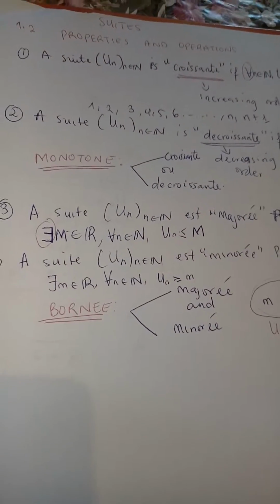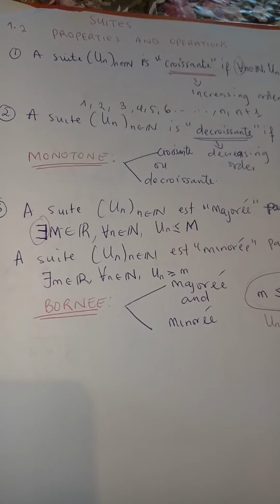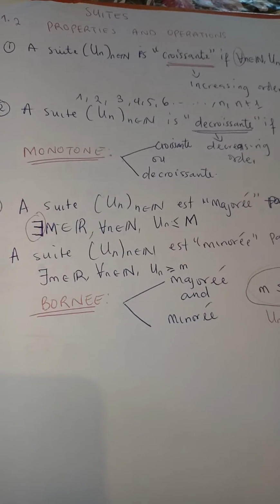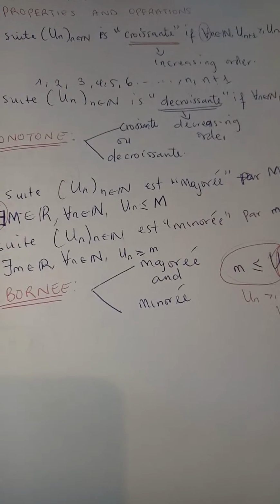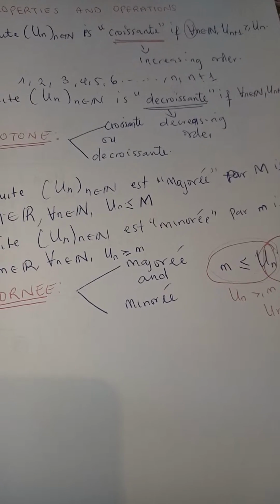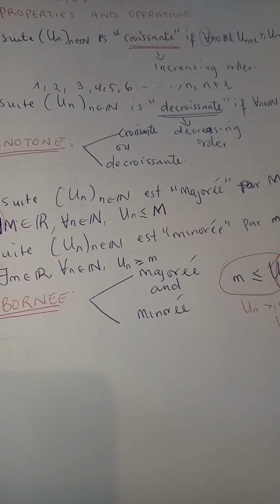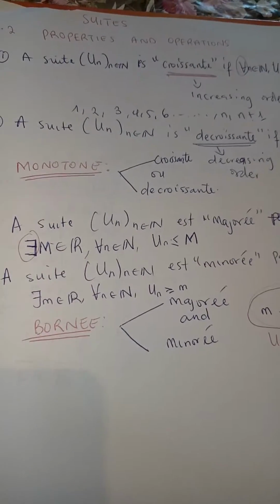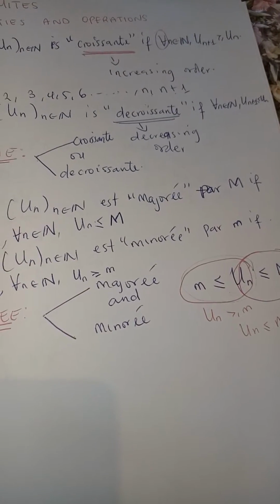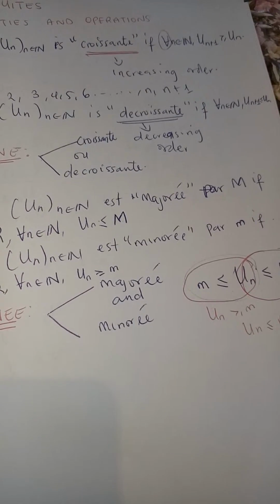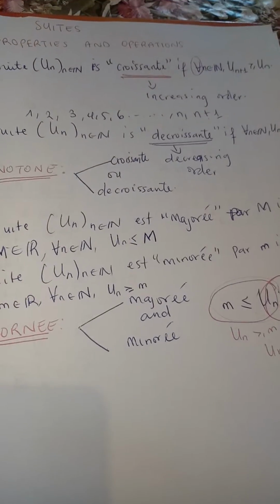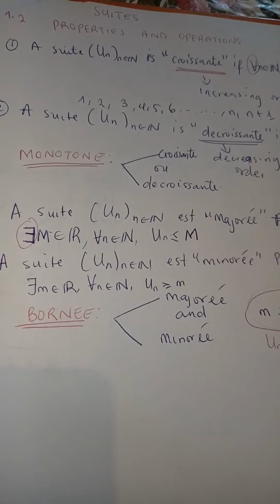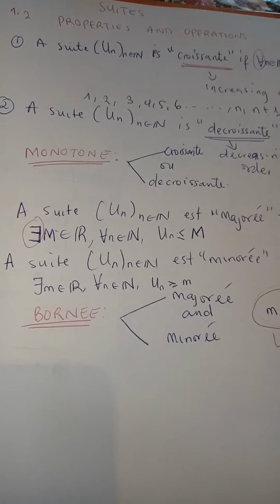In a previous video, we were dealing with properties of a suite and its operations. We talked about it being croissante. When it is croissante, for every n appartient à l'ensemble N, un plus 1 supérieur ou égal à un. That's when it is in increasing order. The opposite is when it is in decreasing order, which you have, pour tout n appartient à l'ensemble N, un plus 1 est inférieur ou égal à un. Then we say a suite is said to be monotone: it's said to be croissante ou décroissante, so in increasing order or in decreasing order.